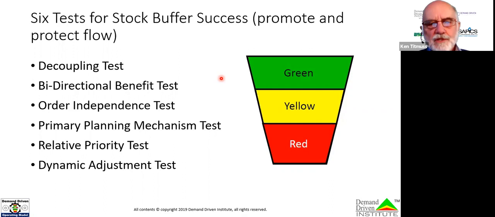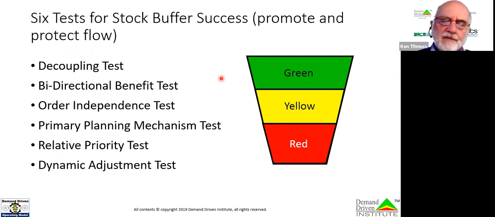Order independence test is the third one. That means that any material sitting in that buffer is there for anybody to legally take out of that buffer. It's not there for any specific order or for any specific person or whatever. The fourth test: it should be the primary planning mechanism. Well, we know that the DDMRP buffer is the primary planning mechanism. It determines when we need to replenish the stock in that buffer.